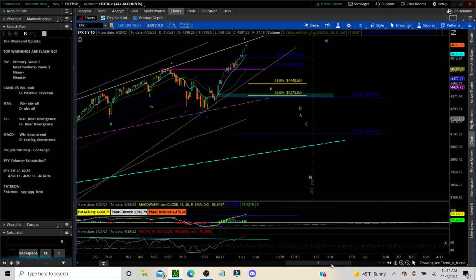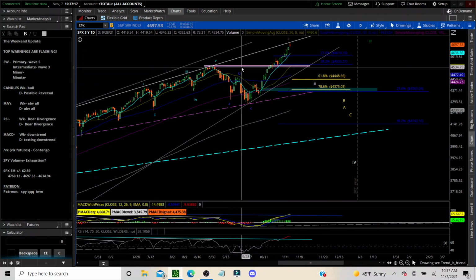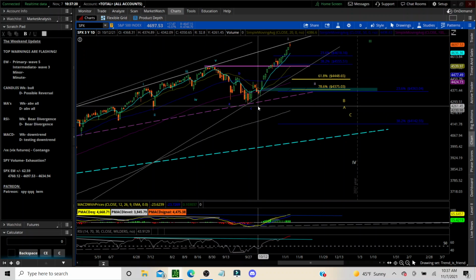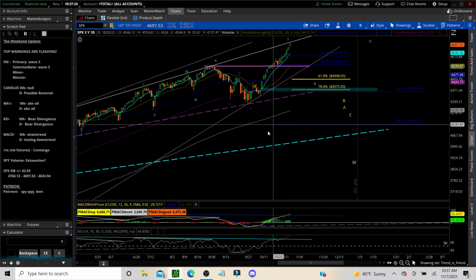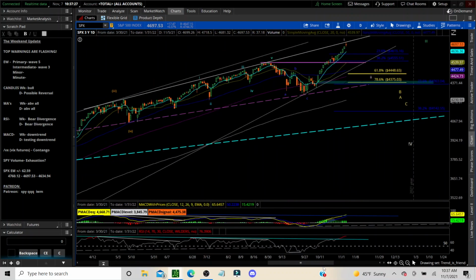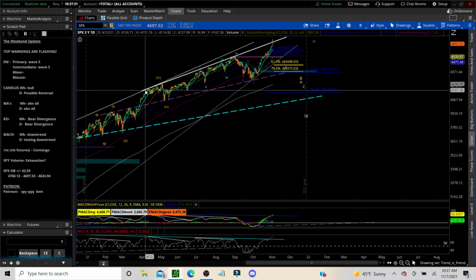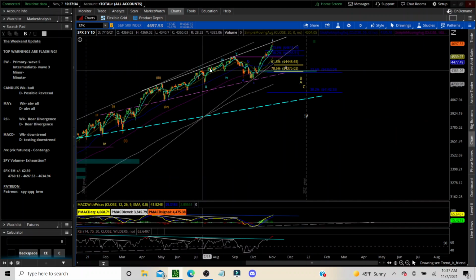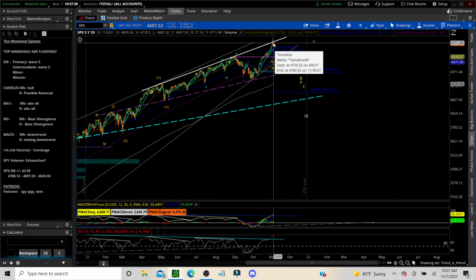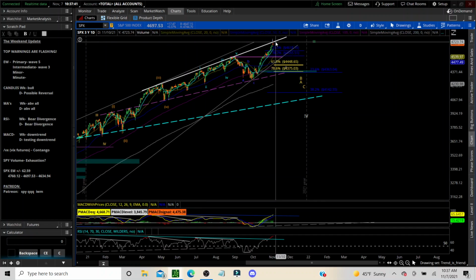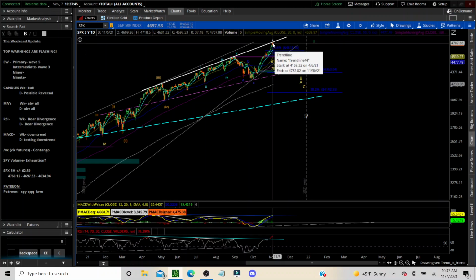Okay, after breaking down from an ending diagonal, we had that ABC correction, and we have three main scenarios we'll be looking at. Seeing that we have this rising pivot here, we came right to that point and have a doji candle. So that's a first sign of a reversal. We're at least pausing to see what we do here next.